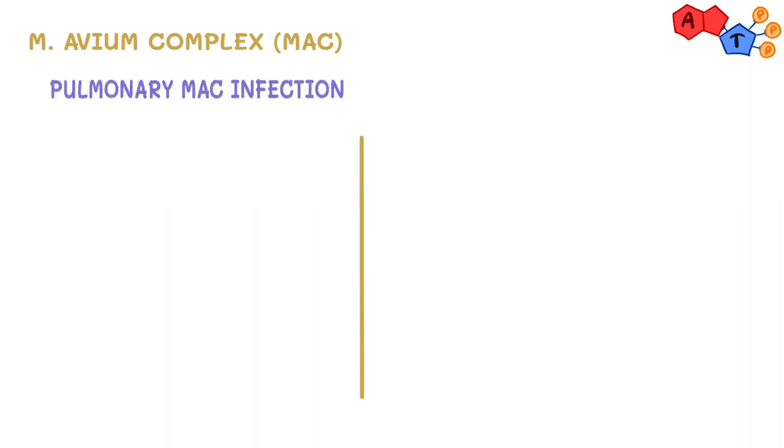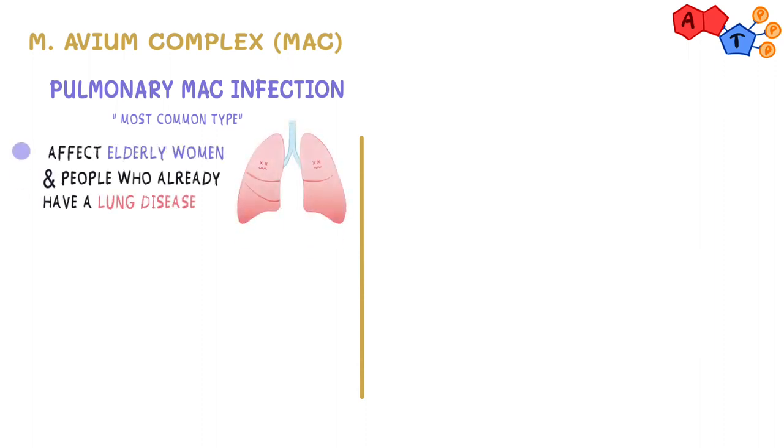There are two types of MAC infections. Number 1, pulmonary MAC infection. These are the most common type. They mainly affect elderly women and people who already have a lung disease.